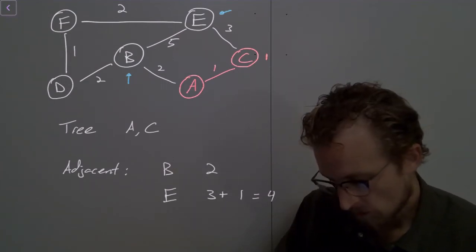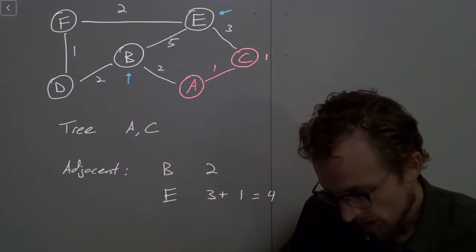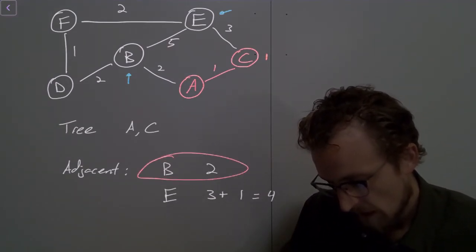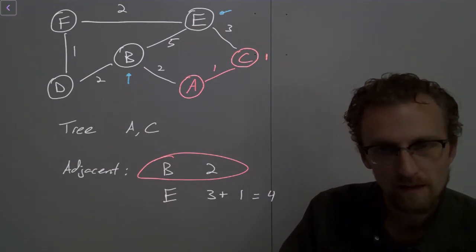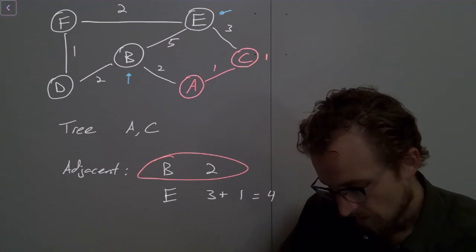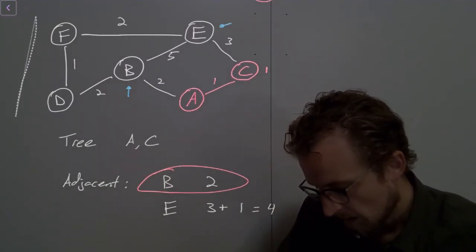Okay, and so what are we going to do? We're going to add B to the tree. Why are we going to add B to the tree? Well, because B is the one that increases the minimum path distance to A the least. Okay, so in our next step, we're going to add B to the tree.